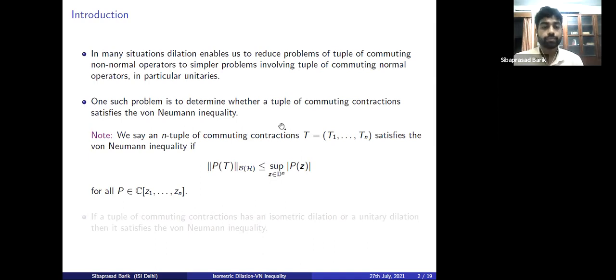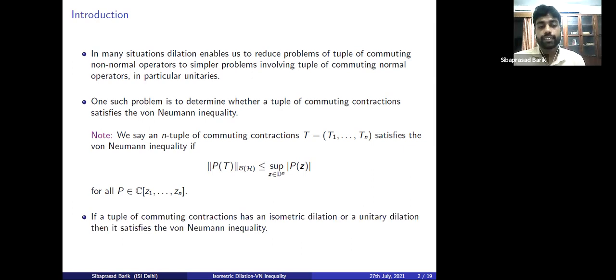So what is the von Neumann inequality? We say an n-tuple of commuting contractions T satisfies the von Neumann inequality if the operator norm of P(T) is dominated by the sup norm of the polynomial P over the unit polydisc, and this happens for all polynomials in n variables. The question is when an n-tuple of commuting contractions satisfies the von Neumann inequality, and this question can be answered partially through isometric dilation. It has been seen that if a tuple of commuting contractions has an isometric dilation or a unitary dilation, then it satisfies the von Neumann inequality.